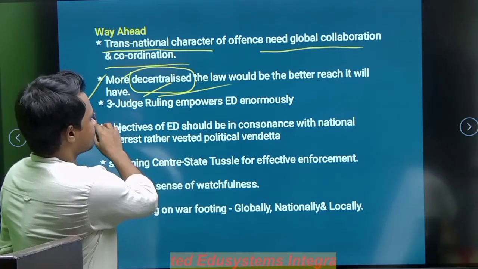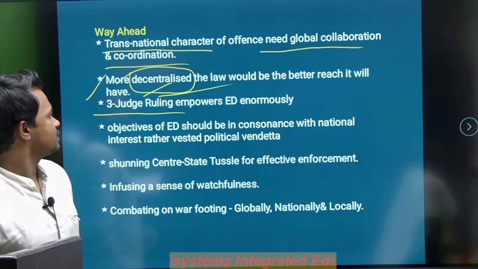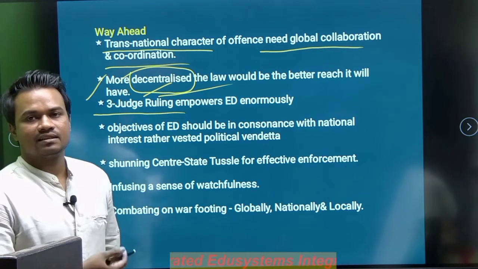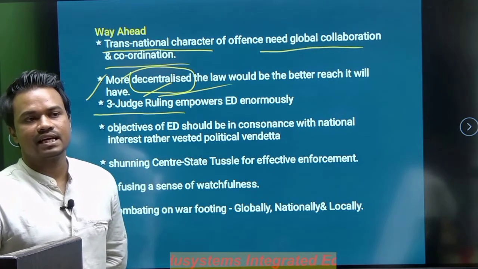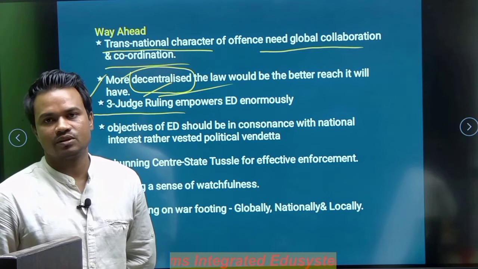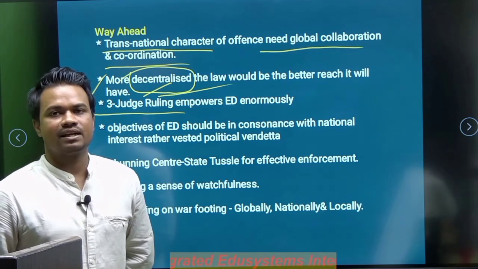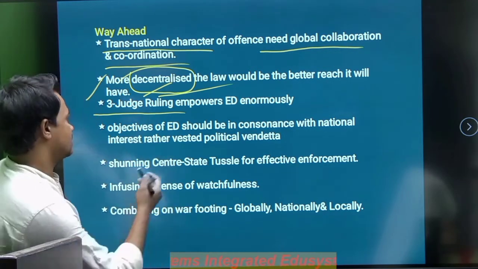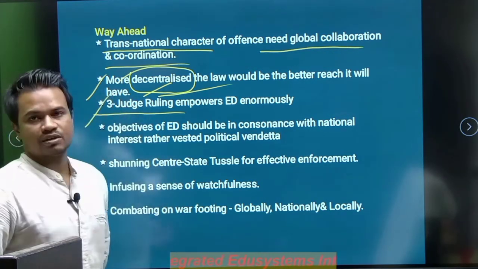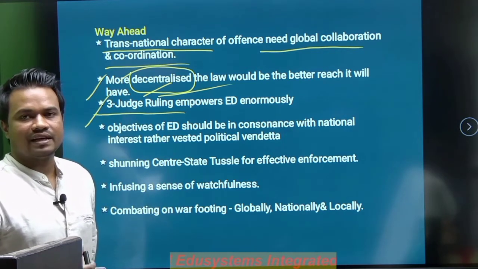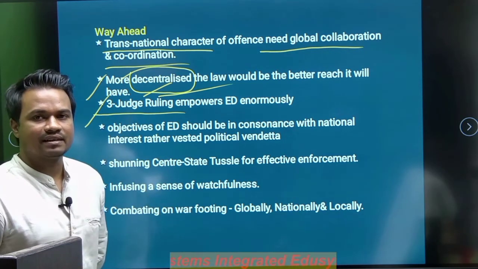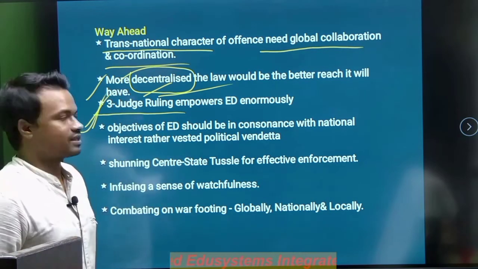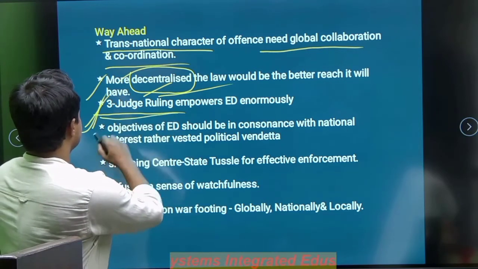And the third is that the three-judge bench ruling empowers the ED enormously. As we have seen, in some sections, entire sections are upheld by the Supreme Court judgments. So naturally that will enhance the power or authority of the Enforcement Directorate. There will be more cases of the ED in future where the ED may effectively regulate or monitor cases, or effectually undertake its responsibility.